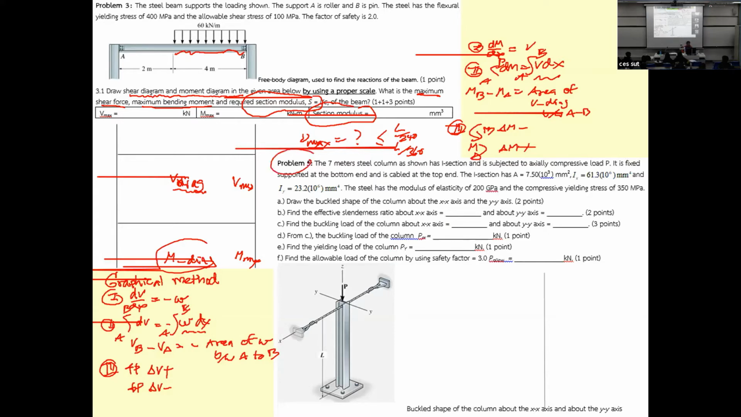And the last one, problem number 5, they're going to ask you to determine the buckling load of the column, both in the x-axis and y-axis. That's the main point. That is for the final examination, and we prepare for this.